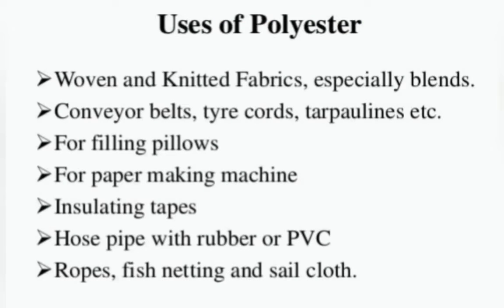So what are the uses? Woven and knitted fabric, especially blends, conveyor belts, tire cords and tarpaulins, etc. For filling pillows, for paper making machines, insulating tapes, hose pipes with rubber or PVC. PVC is polyvinyl chloride, another type of synthetic fiber. Also ropes, fish netting and sailcloth, etc. PET or polyethylene terephthalate is a form of polyester used to make bottles, utensils and films.